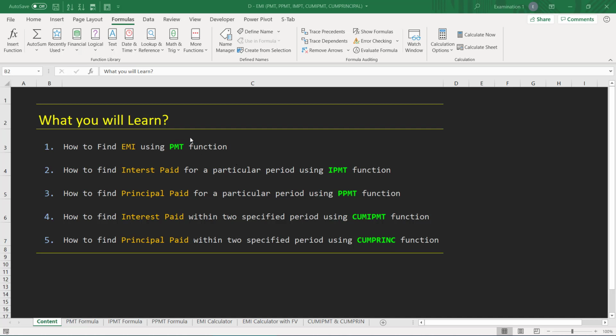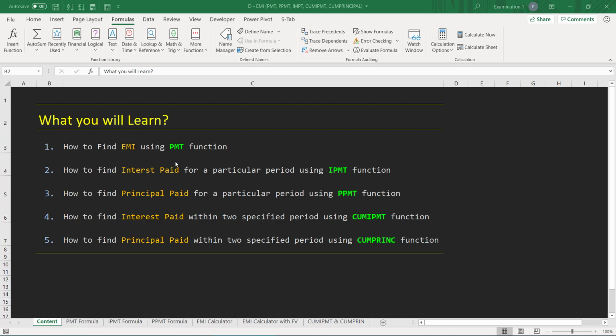For example, if you are borrowing 2 lakh rupees from a bank and you intend to pay that in 2 years, in total 48 installments, 12 installments per year, and you are borrowing that money at an interest rate of 18%, then what should be your EMI? That is what we are going to answer using this PMT function.